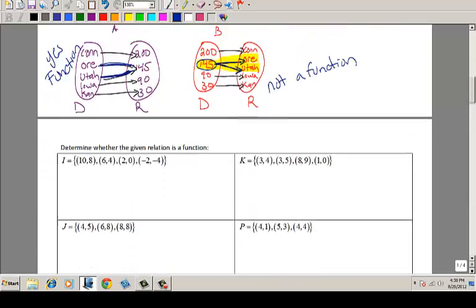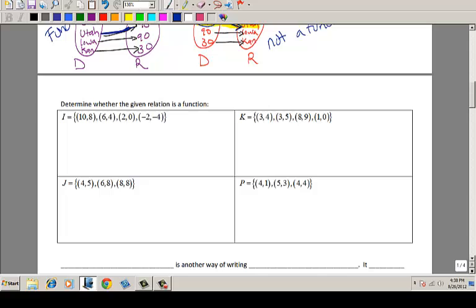Let's do some examples now, determining if each given relation is a function. The easiest way to determine if these relations are functions is looking to see whether or not an input value repeats. So in my first relation here, I don't have an input value that repeats. Every one of these input values is different: 10, 6, 2, and -2. Because nothing repeats, I know that it's very easy and I can say, yes, I am a function.